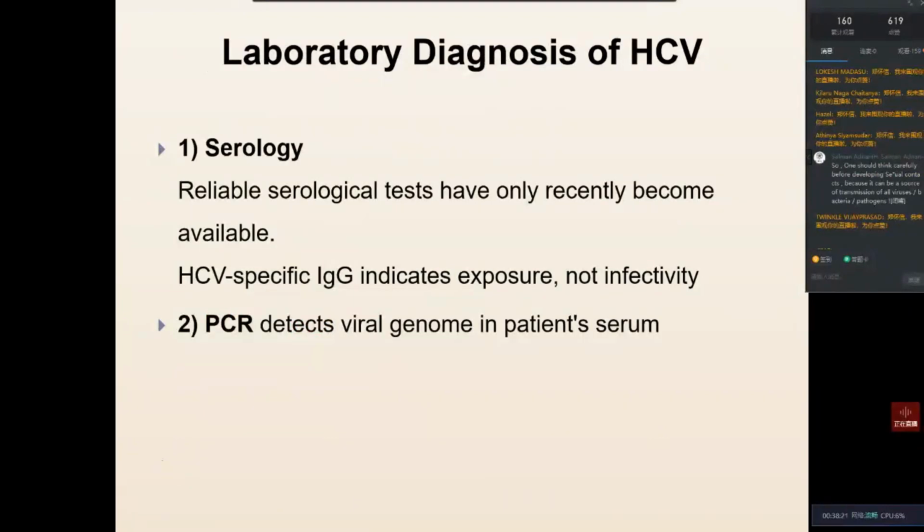For laboratory testing of HCV, we can test the serum. So that's a serological test. But for HCV, reliable tests have only recently become available. Previously, not like HBV, the HCV test was not available. HCV specific IgG indicates exposure, not infectivity. Or we can use PCR to detect the viral genome in the patient's serum. That's not a big issue. Even though it's an RNA virus, we can use PCR to detect RNA molecules.